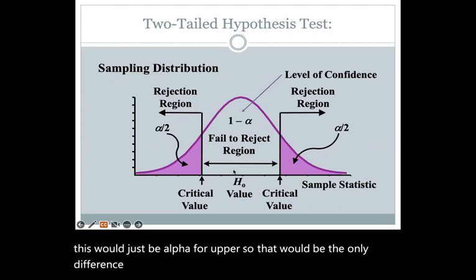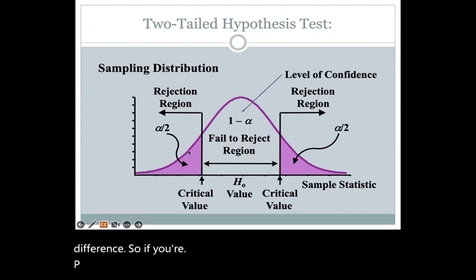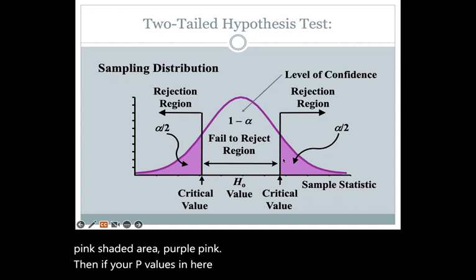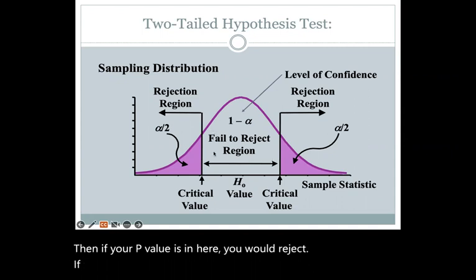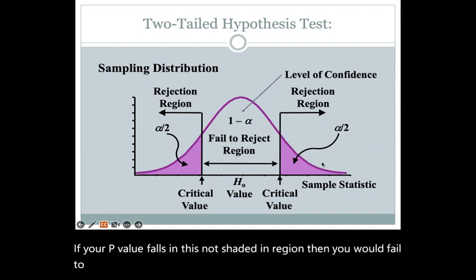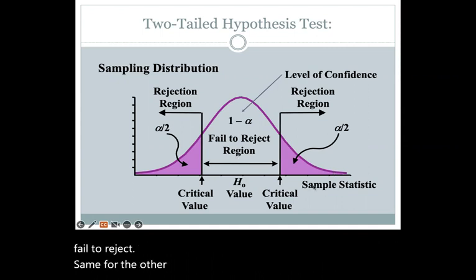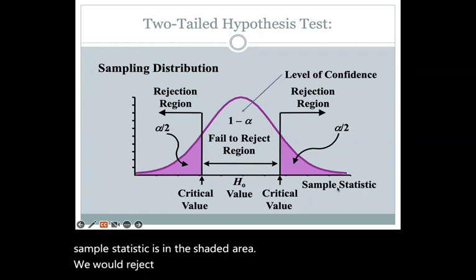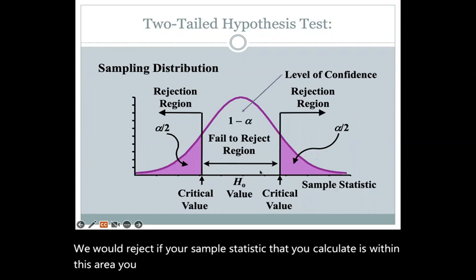So if your p-value is a probability that's within this purple shaded area or pink shaded area, then if your p-value is in here, you would reject. If your p-value falls in this not shaded in region, then you would fail to reject. Same for the other side. The sample statistic, same thing. If the sample statistic is in the shaded area, we would reject. If your sample statistic that you calculate is within this area, you would fail to reject.